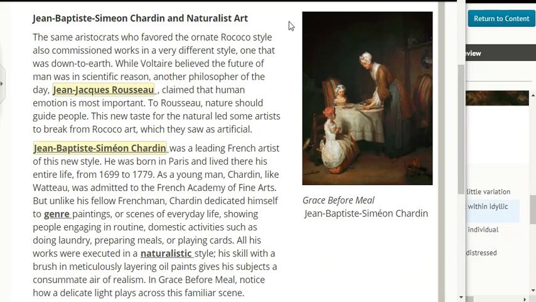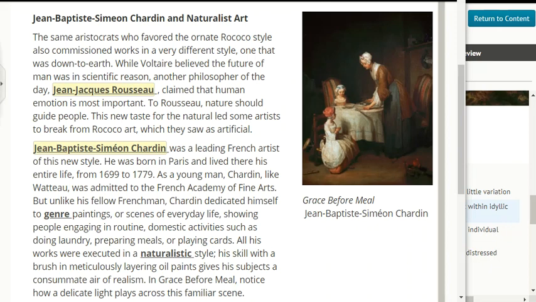The same aristocrats who favored the ornate Rococo style also commissioned works in a very different style, one that was down to earth. While Voltaire believed the future of man was in scientific reason, another philosopher of the day, Jean-Jacques Rousseau, claimed that human emotion is most important. To Rousseau, nature should guide people. This new taste for the natural led some artists to break from Rococo art, which they saw as artificial.